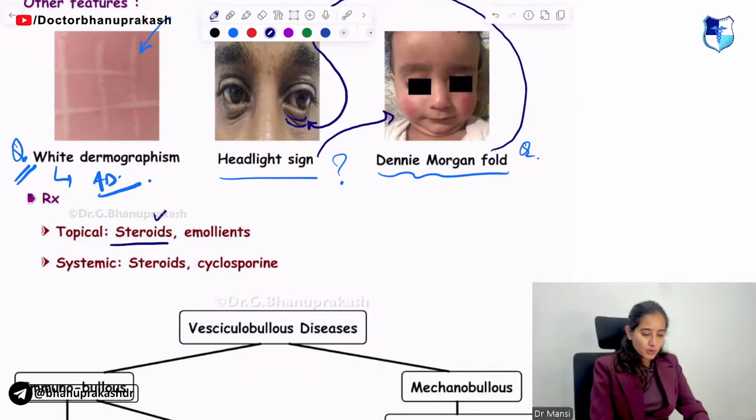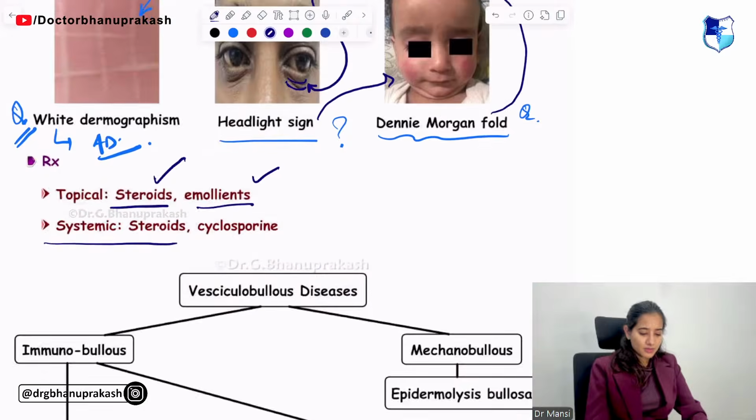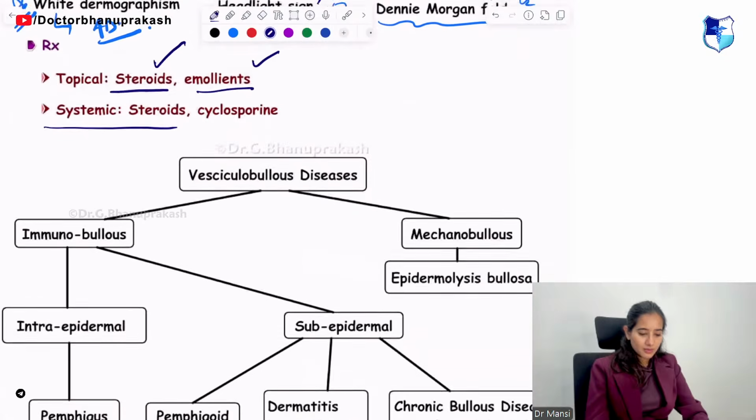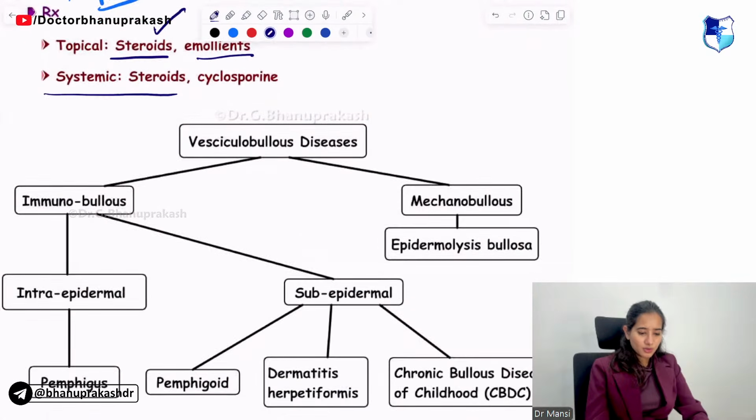Absolutely correct. Then we give topical steroids or emollients to the patients, and systemic steroids can be given. Okay, that is atopic dermatitis.